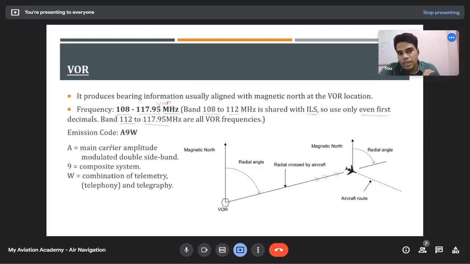Emission code. Every application has an emission code. This has A9W. A is main carrier amplitude modulated double-sided, so you don't require a BFO. 9 is a composite system. It's not to be remembered, just A9W is to be remembered. I'm just explaining it. W is a combination of telemetry and telegraphy. Basically, VOR is used to calculate this angle. The angle is the bearing itself. What bearing is the aircraft with respect to the ATC or the airport?